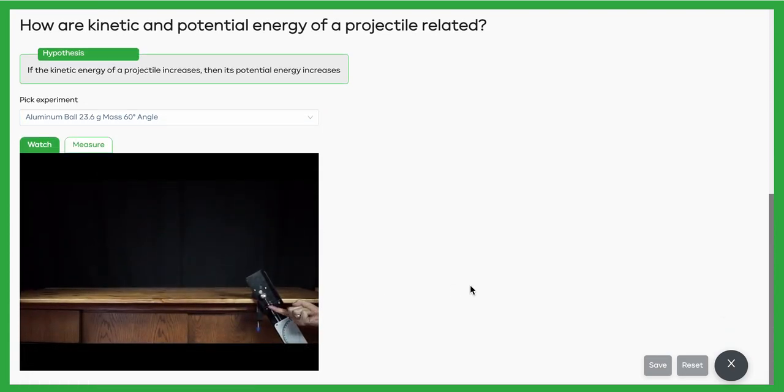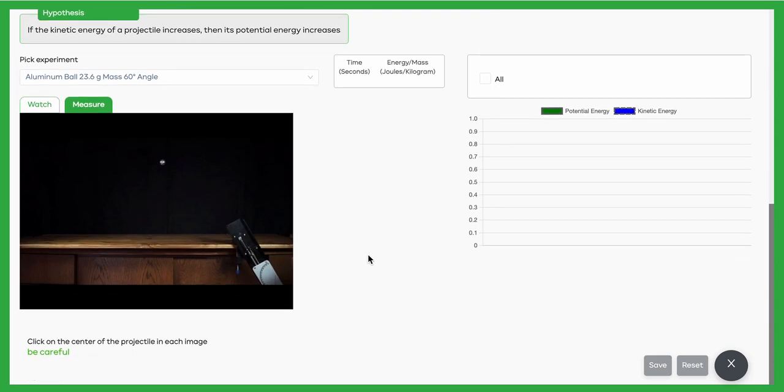You're going to see the projectile fly at full speed. And now we're going to see a slow motion version of the same projectile flying through the air. So we can really see the projectile and its path very clearly with that slow motion. Okay, now we're going to get into measuring.